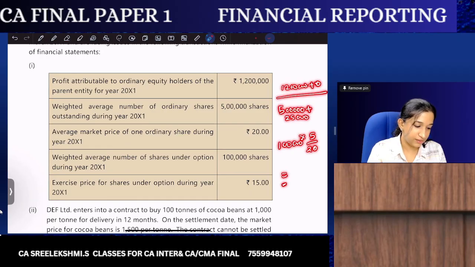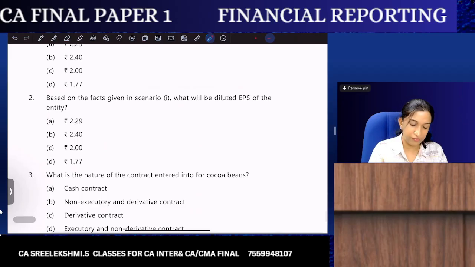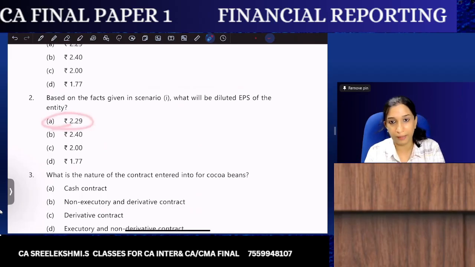12 lakhs divided by 5 lakh 25,000. 2.285. 2.29. Option A. Okay.